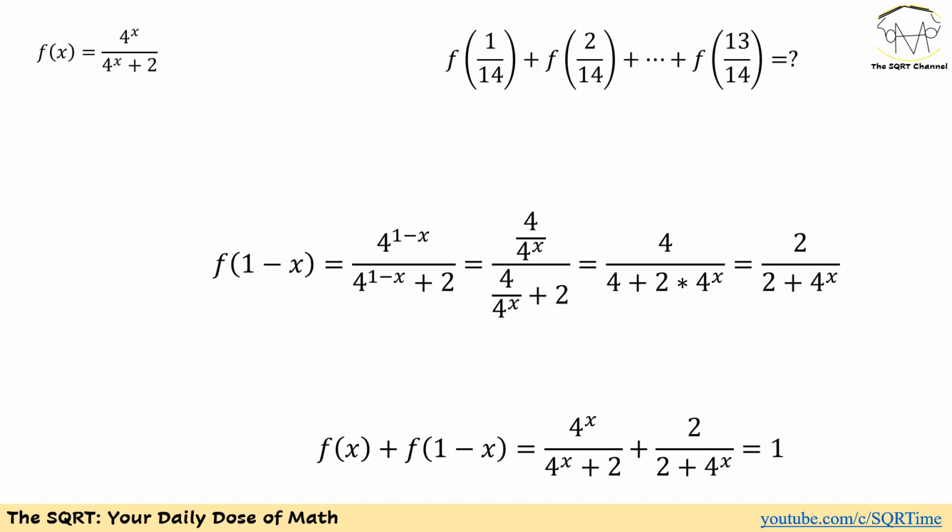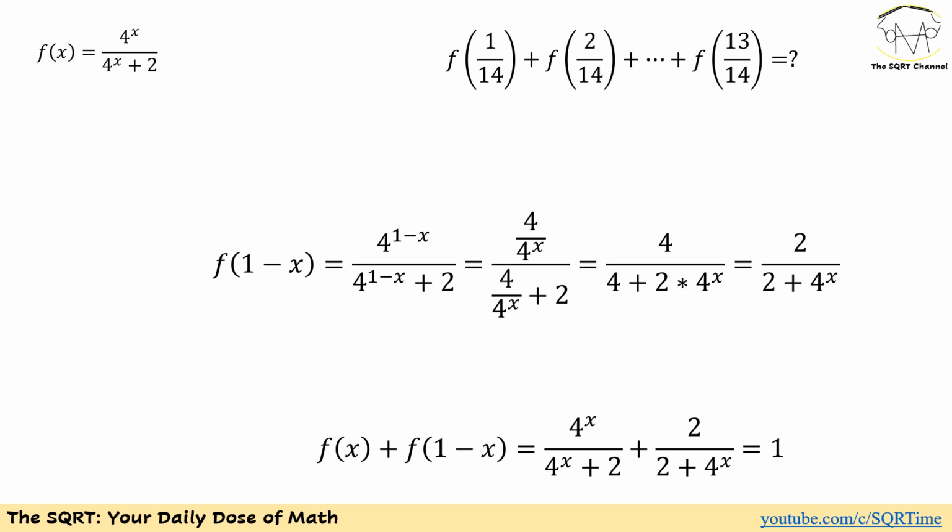To solve this type of problems, you usually need to find a kind of symmetry in the expression that you are trying to evaluate. Here, the symmetry that we are looking for is going to be around what we have for 1 over 14 and then 13 over 14, 2 over 14 and then 12 over 14. As you can see, if we have f of x, then we need to find f of 1 minus x, because 1 over 14 plus 13 over 14 is going to be 1. So let's focus on f of 1 minus x for a moment.